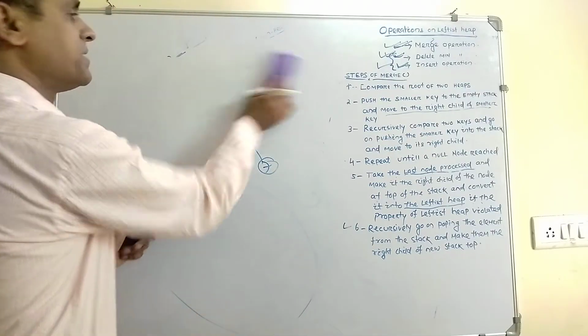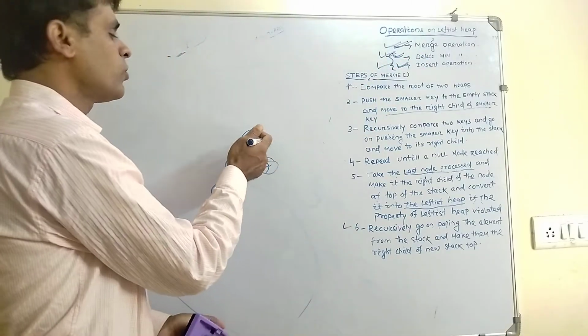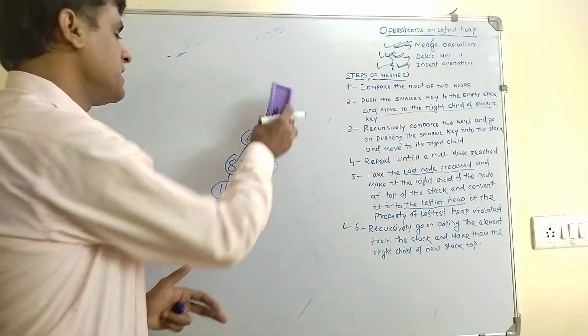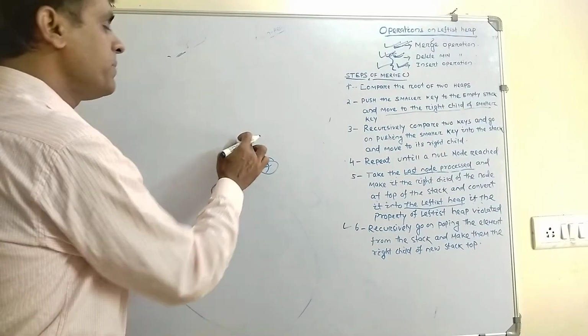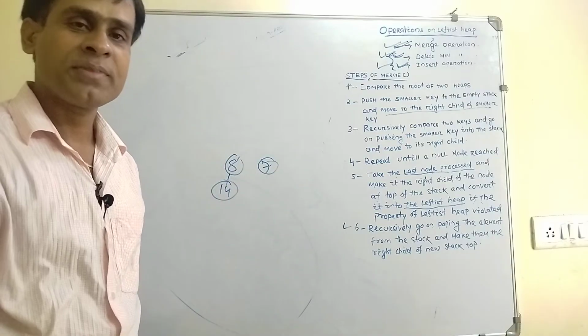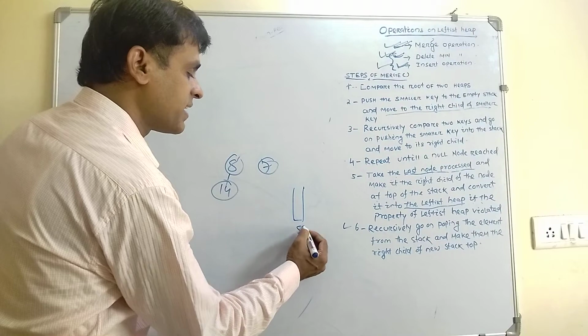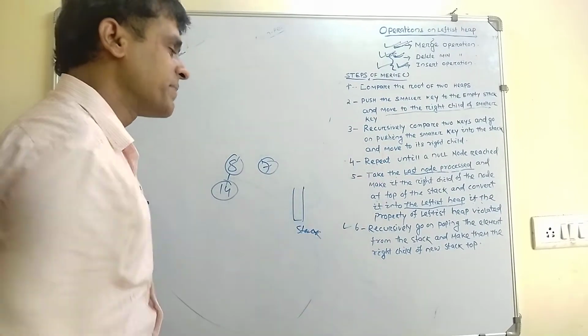Now I'll delete it. What do you want to do? You want to perform the delete min operation. If you delete the root, it is the min. Okay, no problem. Delete it. If this is deleted, then this and this are two individual leftist heaps. So we have to go for the merge operation. Take a stack and go through the steps.